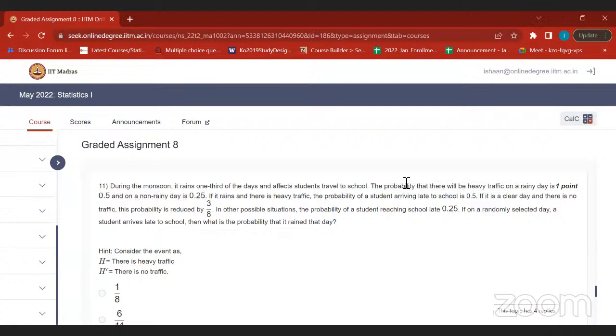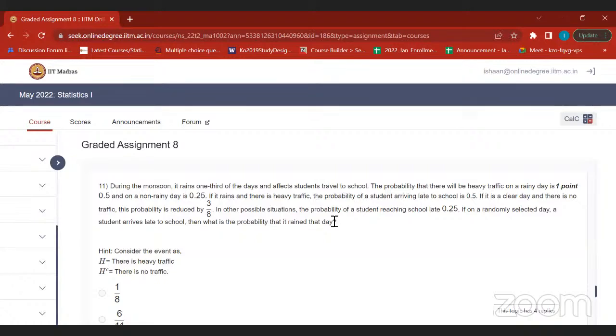Okay, after that, if it is a clear day and there is no traffic, we are coming to 2/3 of clear day and the 0.75 part. When there is no traffic on that day, there is 0.25 of heavy traffic, so we are coming to 0.75 of no traffic. Then the probability is reduced by 3/8. At first I was unable to decode it, so I just subtracted 3/8 from the 0.5. So 5/10 minus 3/8, it will come around 0.125.